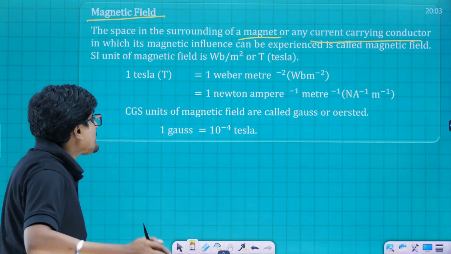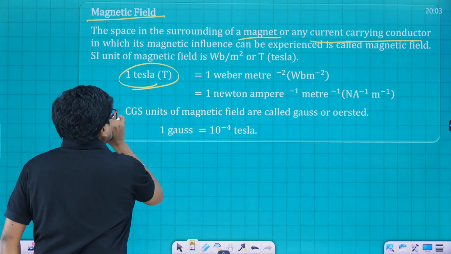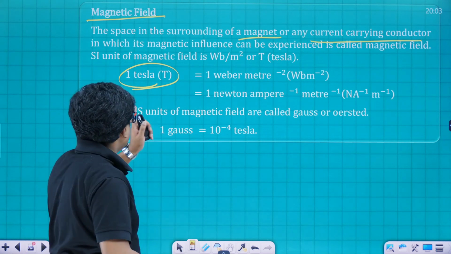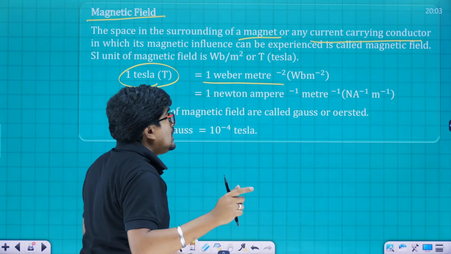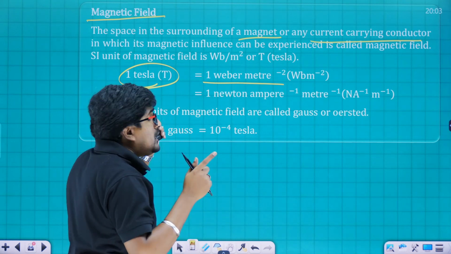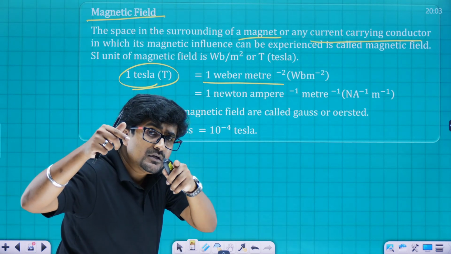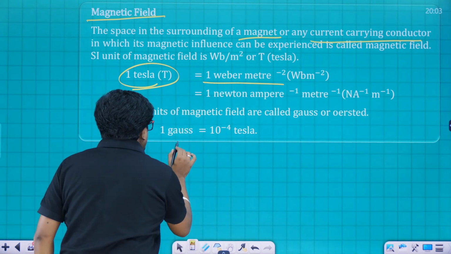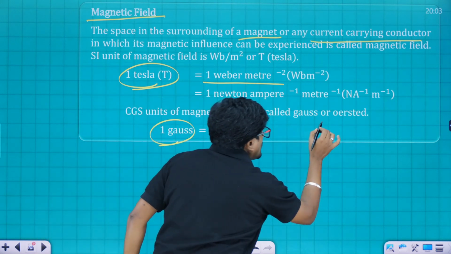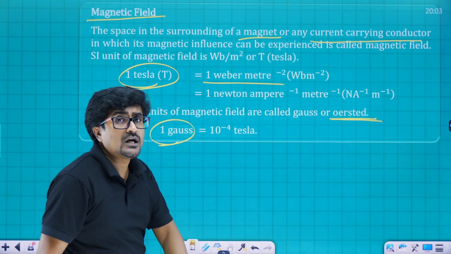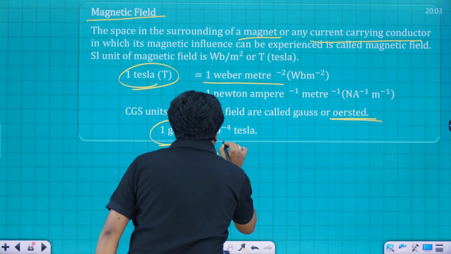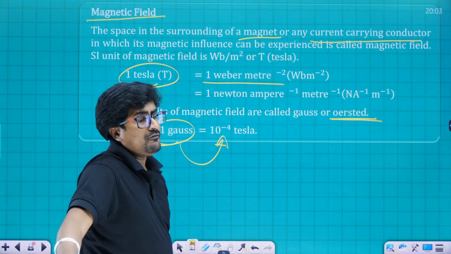The SI unit to represent the magnetic field is Tesla, and 1 Tesla is 1 Weber per meter square. In the CGS system, it is represented in terms of Gauss, or also in terms of Oersted, and 1 Gauss is equal to 10 to the power minus 4 Tesla. This conversion you must never ever forget.